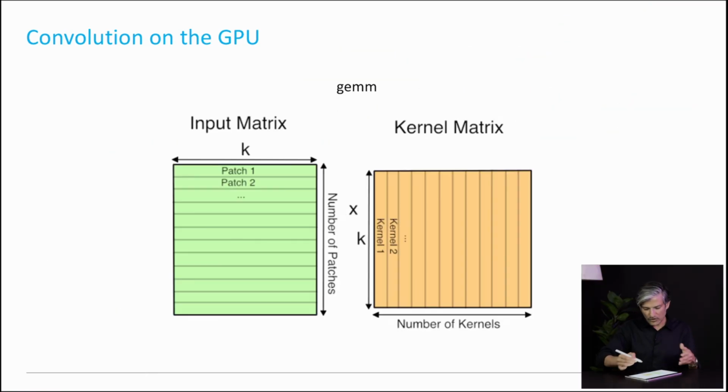And now, I showed you this with a single kernel. If you have multiple kernels, you can put them into a matrix, and it essentially becomes a matrix operation. It's pretty straightforward.